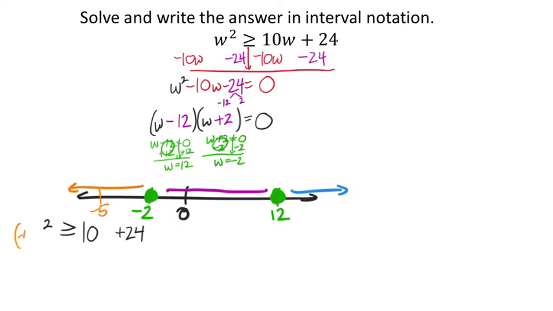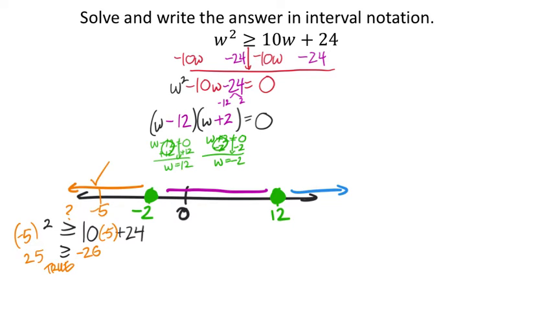So I've got negative 5 squared should be greater than or equal to 10 times negative 5 plus 24. So I got my question mark right there. And I get 25 is greater than negative 26, it looks like. Now, 25 positive is definitely greater than negative 26. That's true. So I'm going to put a check mark on that one. All right, so that one's true.